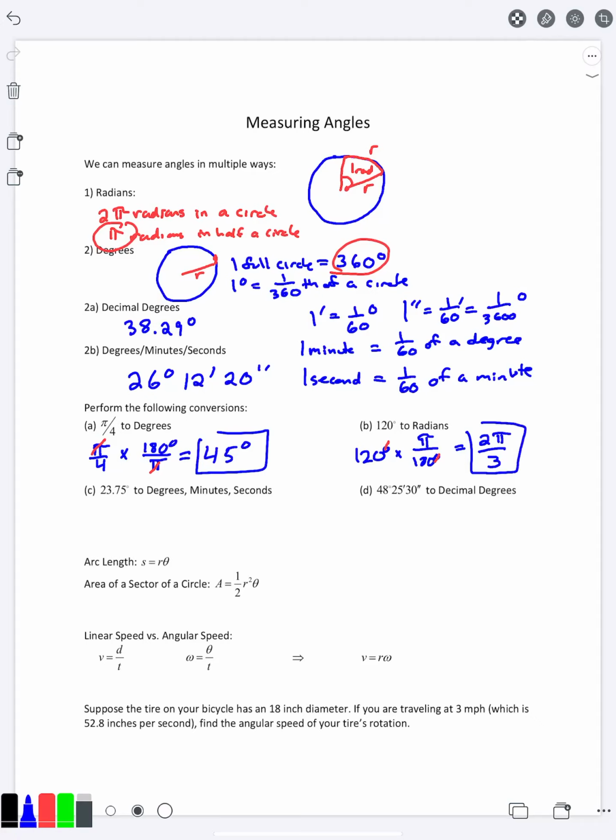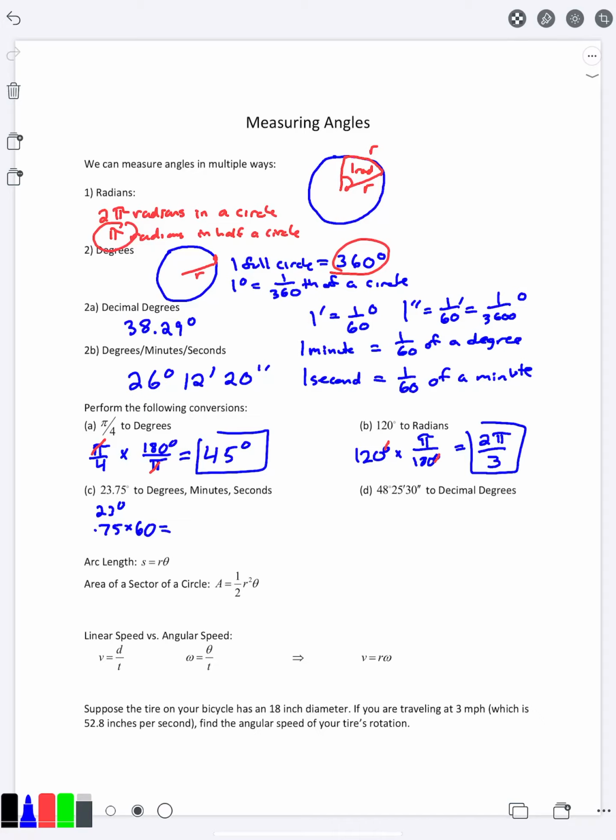So that's how we convert between radians and degrees. If we want to convert things between degrees, minutes, seconds, and decimal degrees, we do the following here. We say, okay, we have the 23 as the whole number. That's good. And then 0.75, if I want to convert that to minutes, I multiply by 60 to say how many minutes are we going to have.